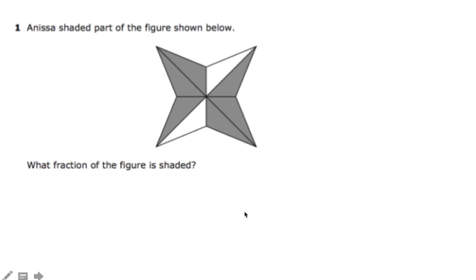Okay, scholars, here's your problem of the day. Anissa shaded part of the figure shown below. What fraction of the figure is shaded? So before we start, I want you to think about what you need to know in order to answer this question.